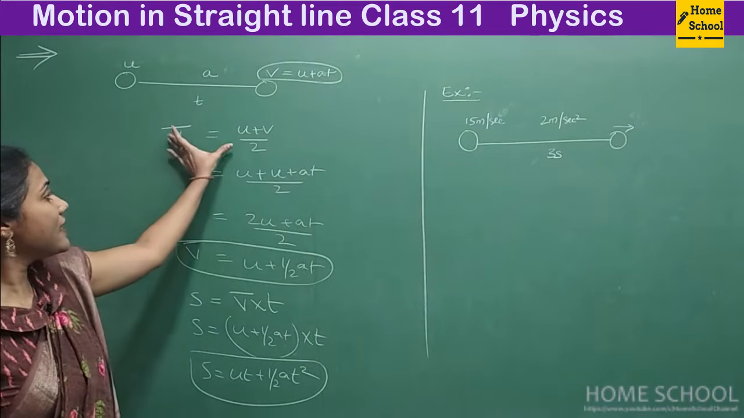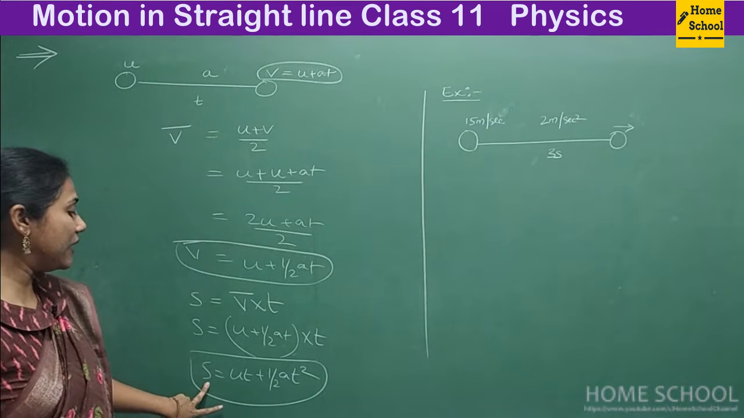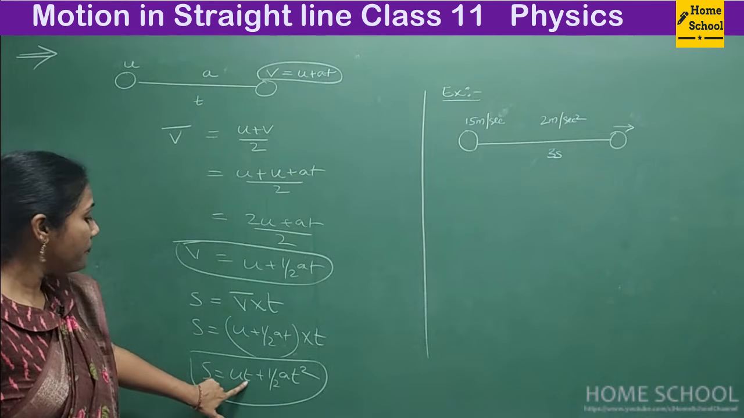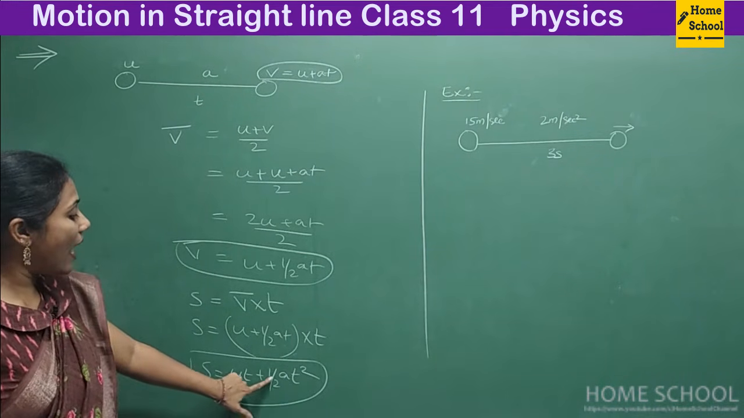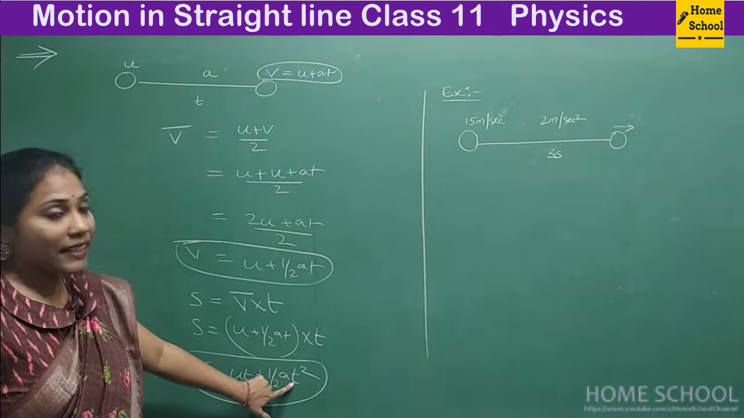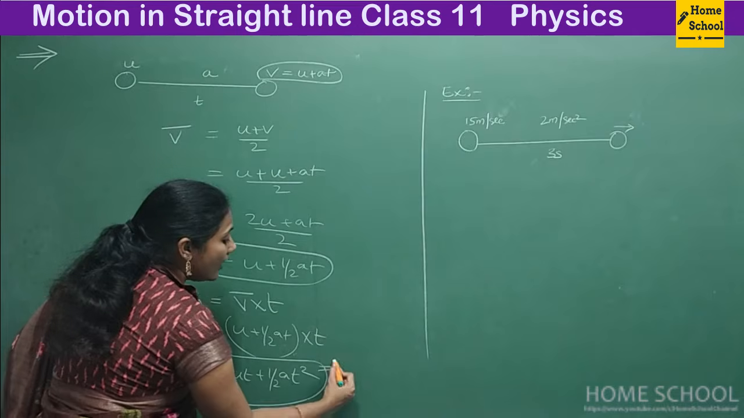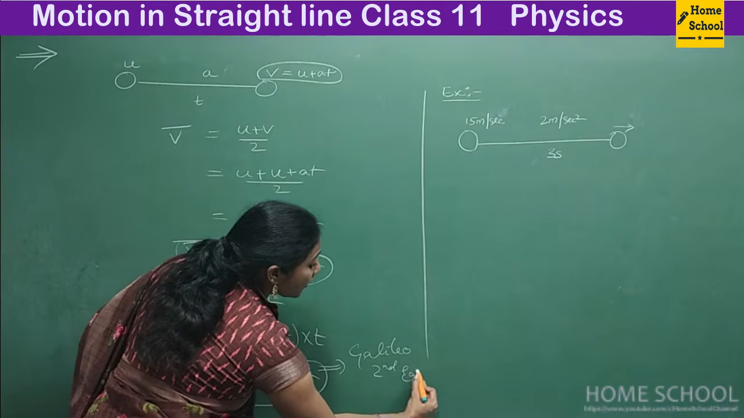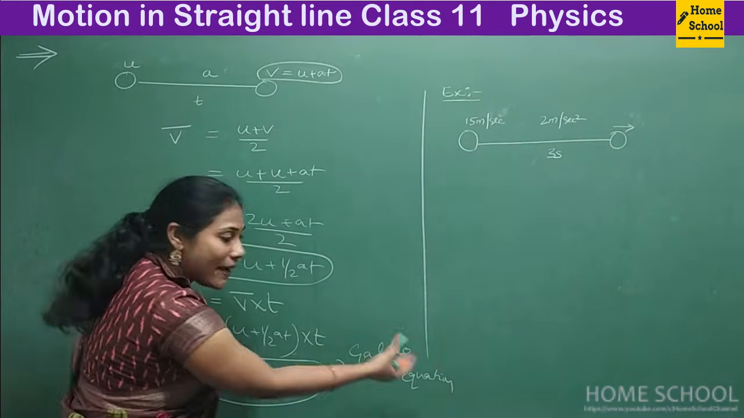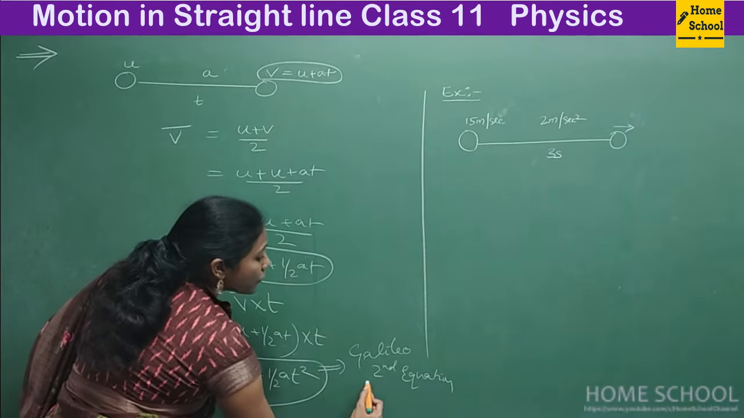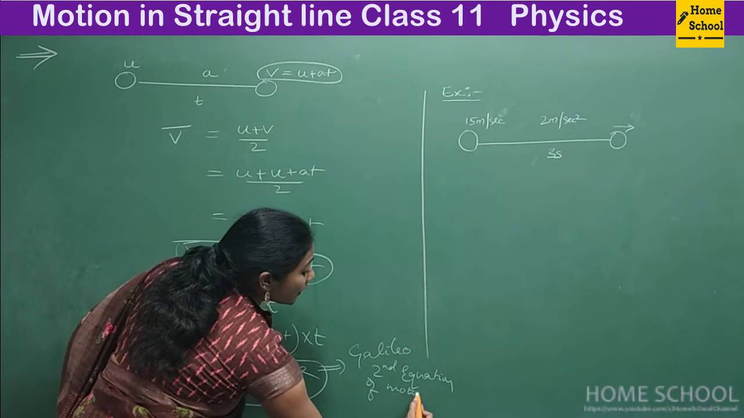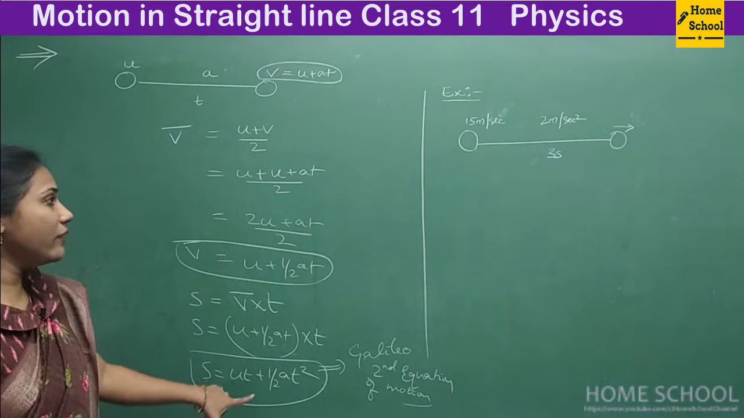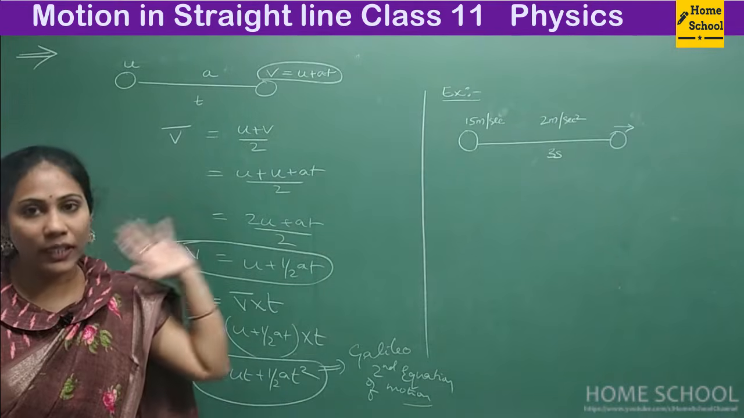See, we can derive another formula for calculating displacement, that is S is equal to ut plus half at square, where u is initial velocity, a is acceleration, and t is time. Actually this is called Galileo's second equation for motion. So the second kinematic equation is this, okay? It is for the motion of a uniformly accelerated body. So another equation, and let's apply this equation to a particular problem.